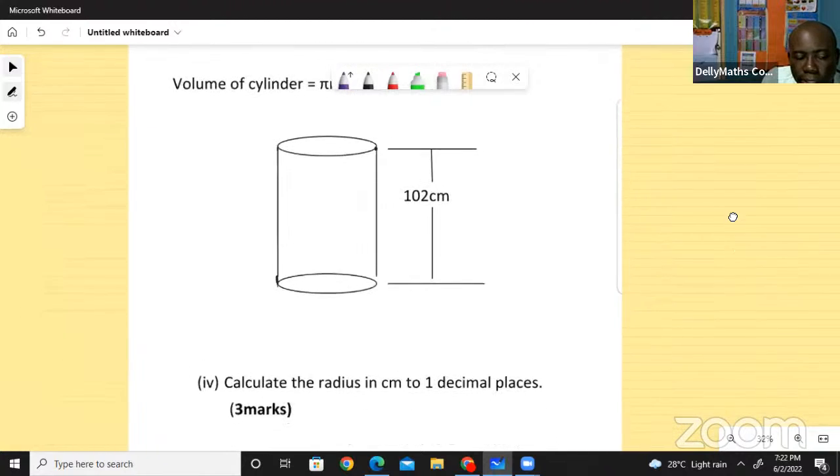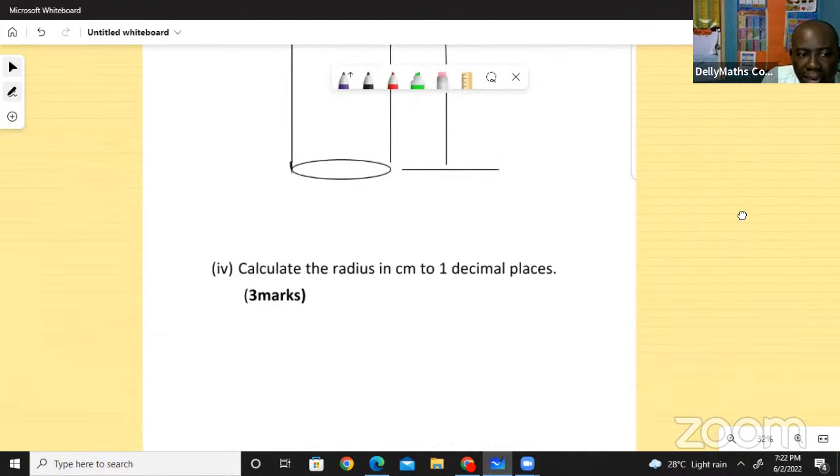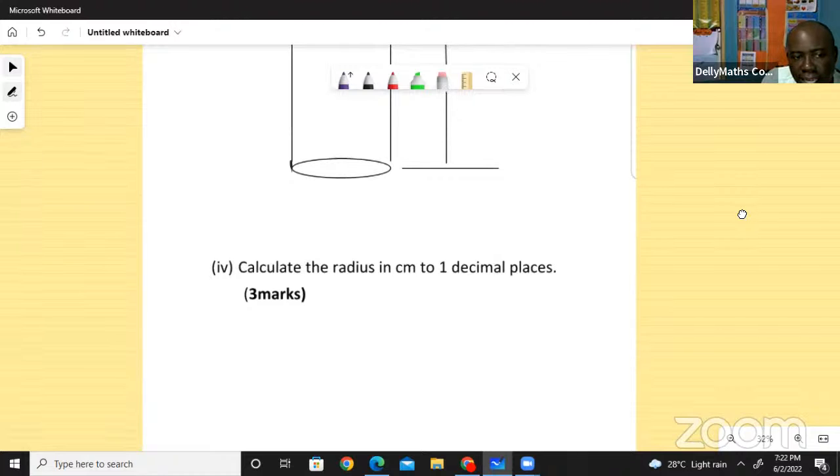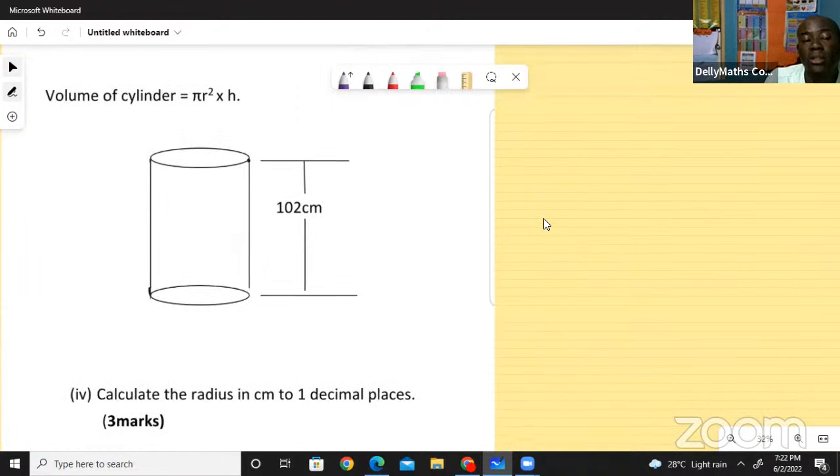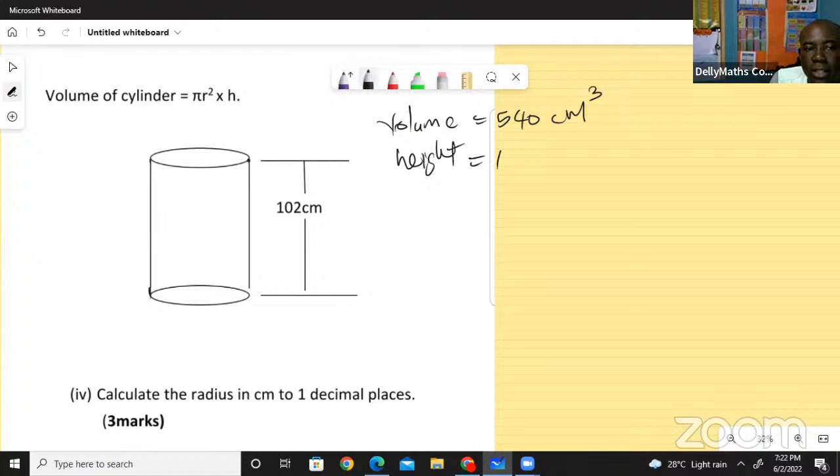What we want to do now, though, is to see the first question. Calculate the radius in cm to 1 decimal place. This is a very thinking question that you're going to have to think about. In order to find the radius, you're going to have to put together what you got. We got volume, which is equal to 540 cm cubed. We got the height, which is equal to 102 cm. The question says, can you use that to find the radius of the circle? Yes, we can, but we have to think.